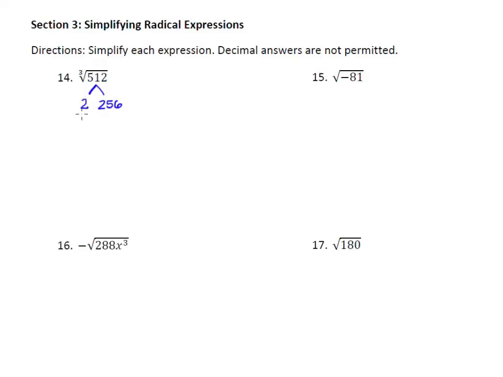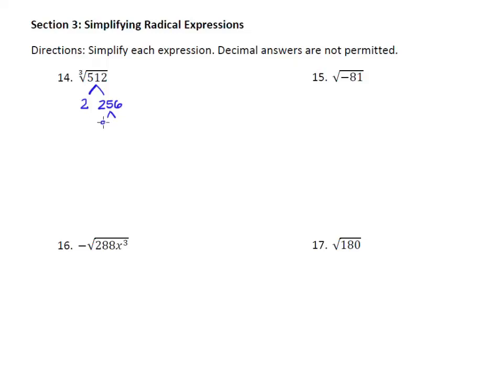Now the 2, I can't really break up anymore. I could keep breaking it up into 2 and 1 forever and ever, but it's not quite what we want to do. Once we get down to prime numbers, that's as far as we want to break it down. So 2 is done. 256, though, we can still break down. It is even, so it is divisible by 2, but just for fun, let's divide it by 8. I think it's divisible by 8.